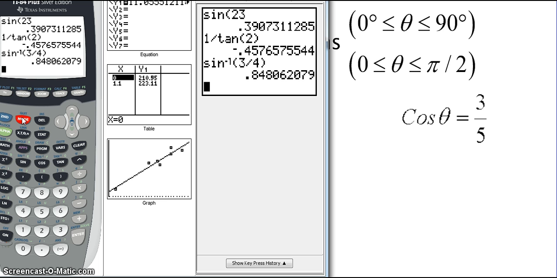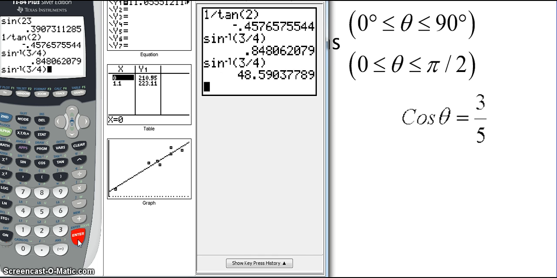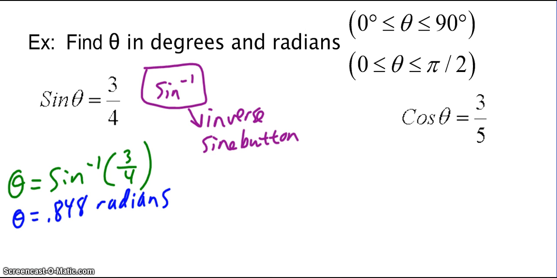A little calculator hint, if you don't know how to do this, you can always recall the last few things you entered into the calculator, so instead of typing in second sine 3/4 again, I can hit second and enter, and it brings up the last entry. And if I kept hitting that, it would keep bringing up previous entries. And now that my calculator's in degrees, I hit enter and I get 48.590 degrees.